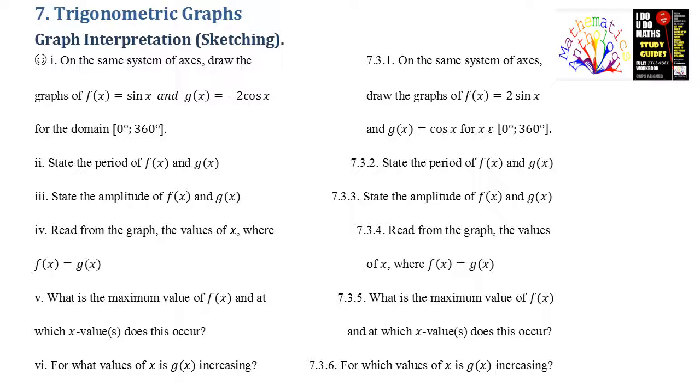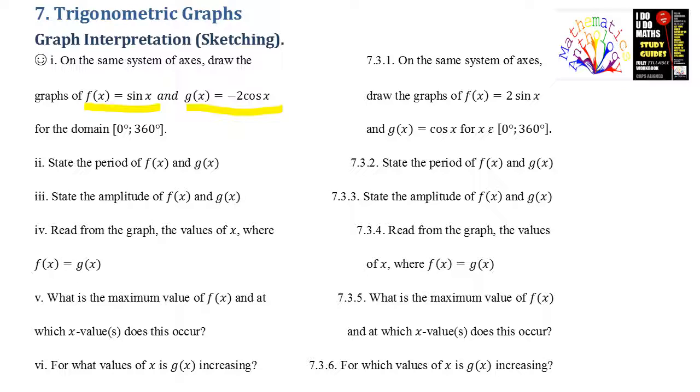Let's look now at trig graphs. Graph interpretation, sketching. On the same system of axes, draw the graphs of f of x equals sine x, and g of x is equal to negative 2 cos x for the domain 0 to 360 degrees. So first we're going to draw those two graphs on the same system of axes.